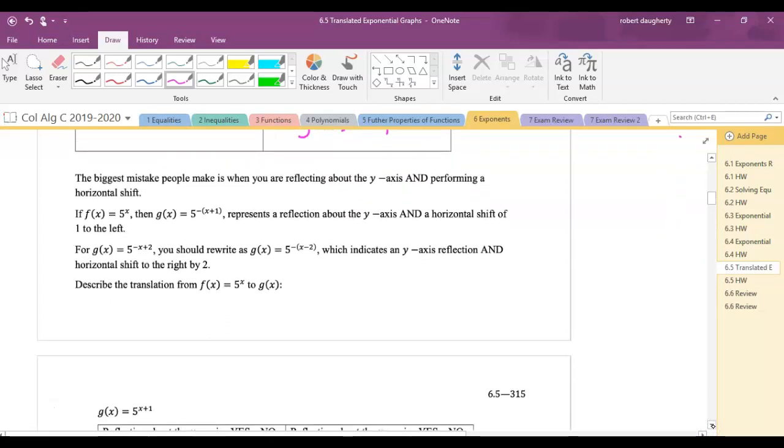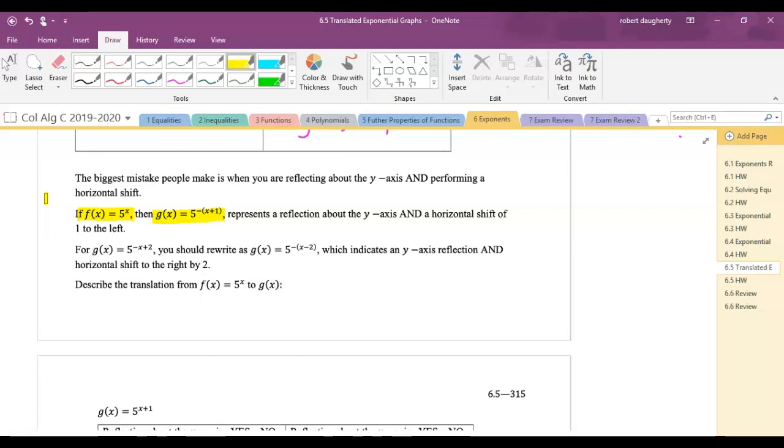Now, here is the biggest mistake that people make. It's when you're reflecting about the y-axis and you're shifting left and right, okay? So if you look at this, f of x equal 5 to the x, okay? Now look at g of x. What does the negative in front of the exponent mean? Negative in front of the exponent means it's reflected how? Not x, y-axis. That's the new one today. Reflected on the y-axis. And what does the plus 1 mean? Moving it to the left, okay? So this has been reflected about the y-axis and moved to the left, okay? Does everyone agree with that?